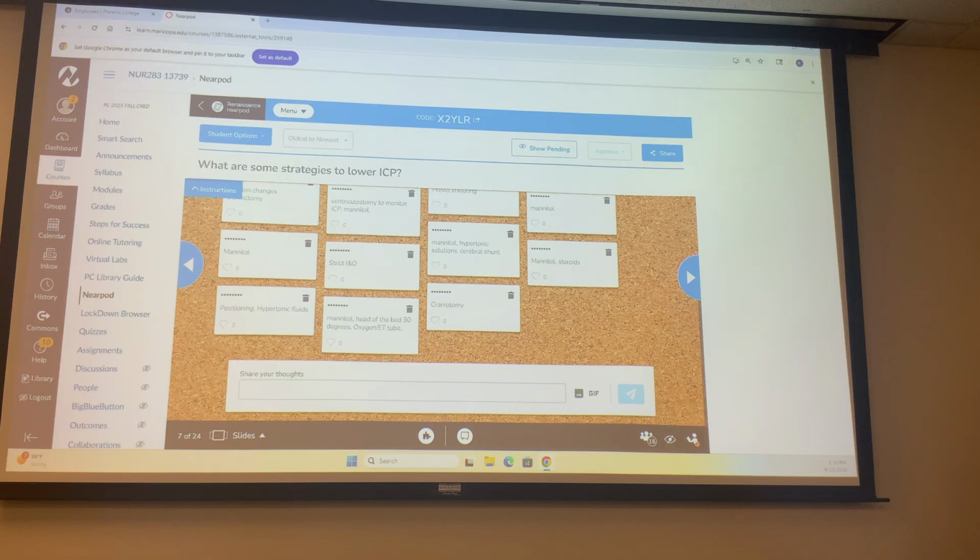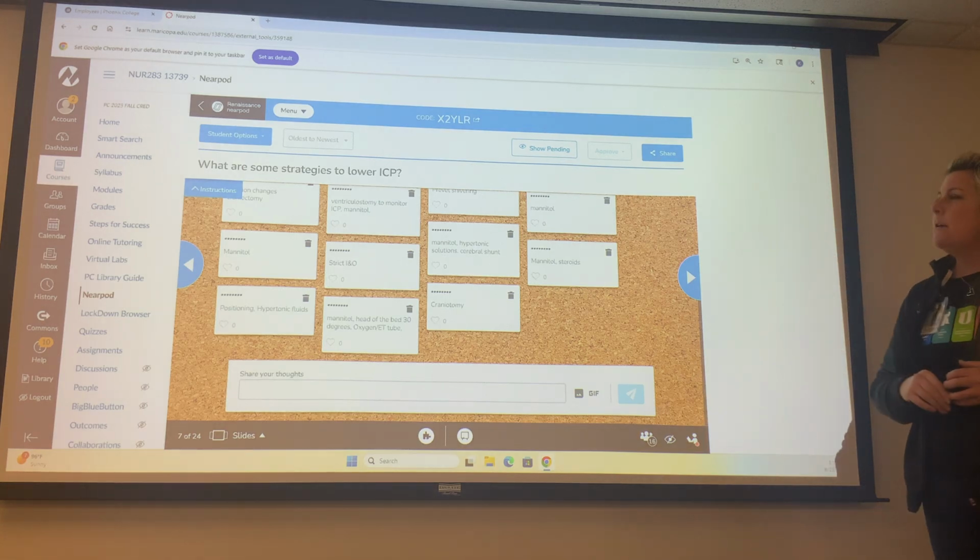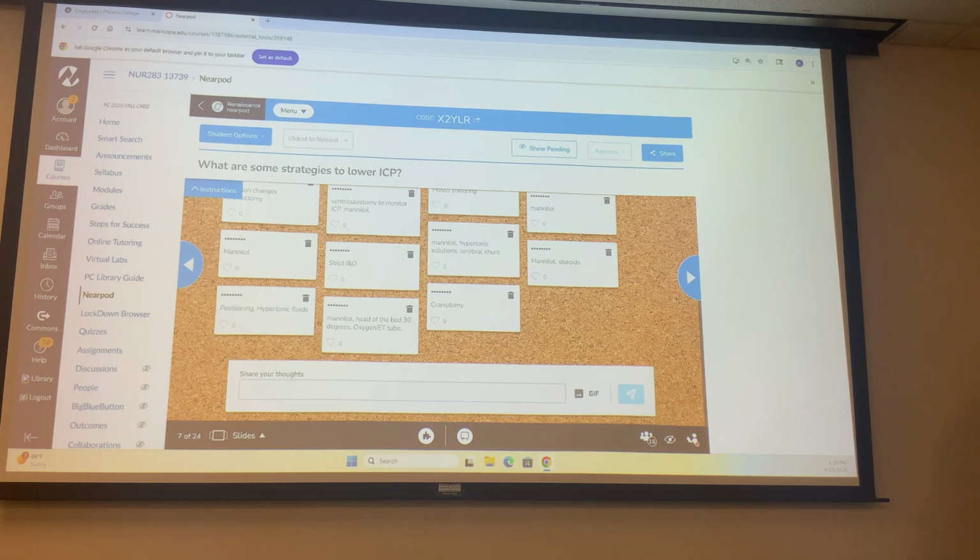And then, let's see, we talked about that. Okay, I think we talked about everything. Head of the bed, oxygen. Okay, for the head of the bed, yes, do we want it at like a 30-degree or? At least 30. At least 30, yep, at least 30.